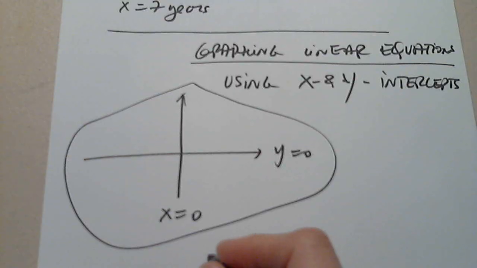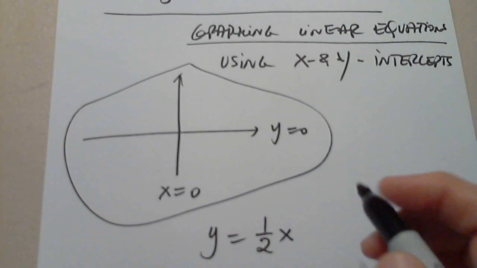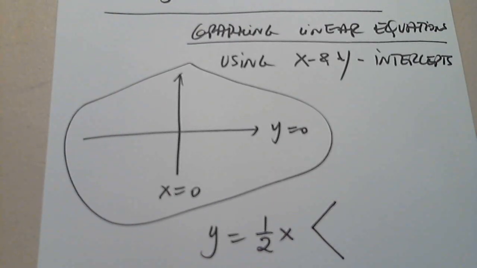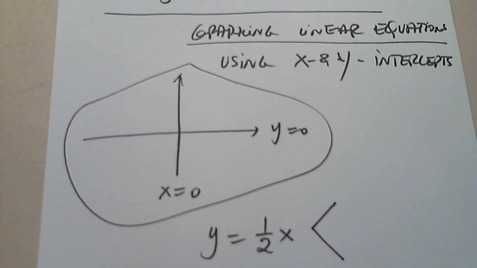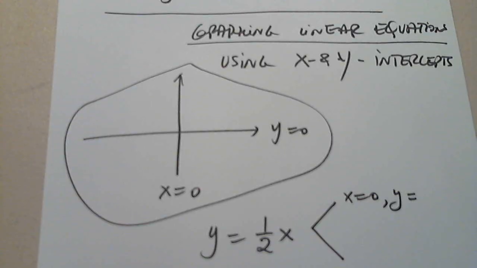So for example, if I have y equals 1/2 x, how many points did we decide that we needed? How many points do we always need to graph a linear equation? Not more and not less. How many? 2. 2, indeed. So let's make x equals 0 and determine the corresponding y.